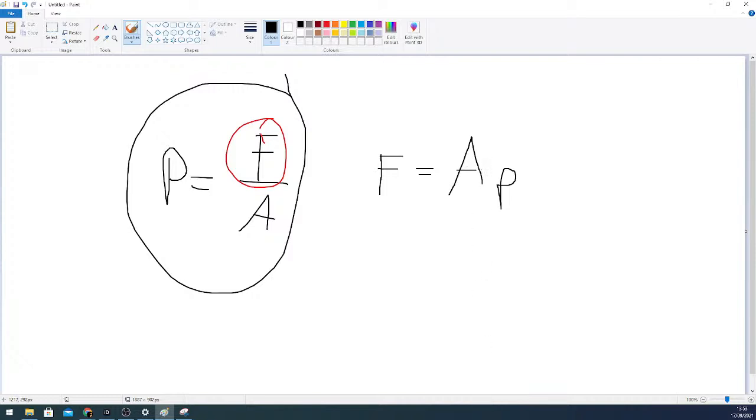Well, yeah, for some that may seem funny a little bit. So, just not to be rude, we can arrange this also as force equals pressure times the area. Otherwise, it's basically masturbation.